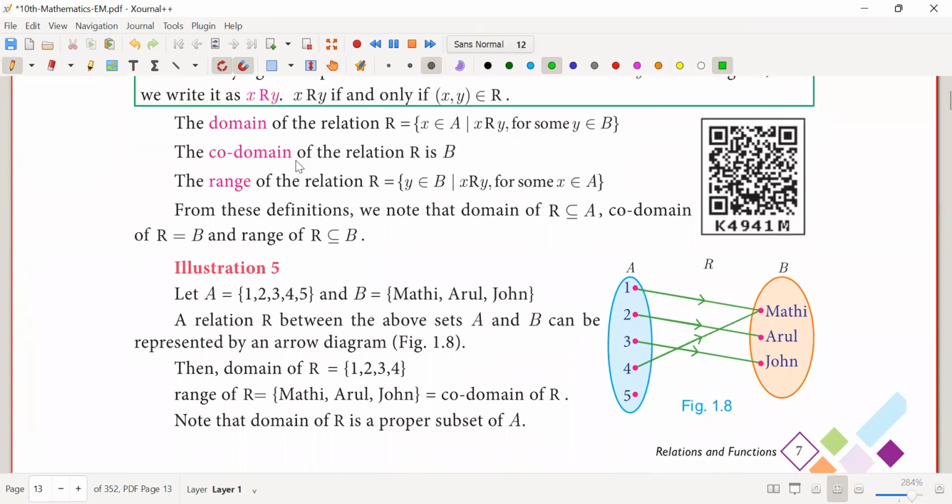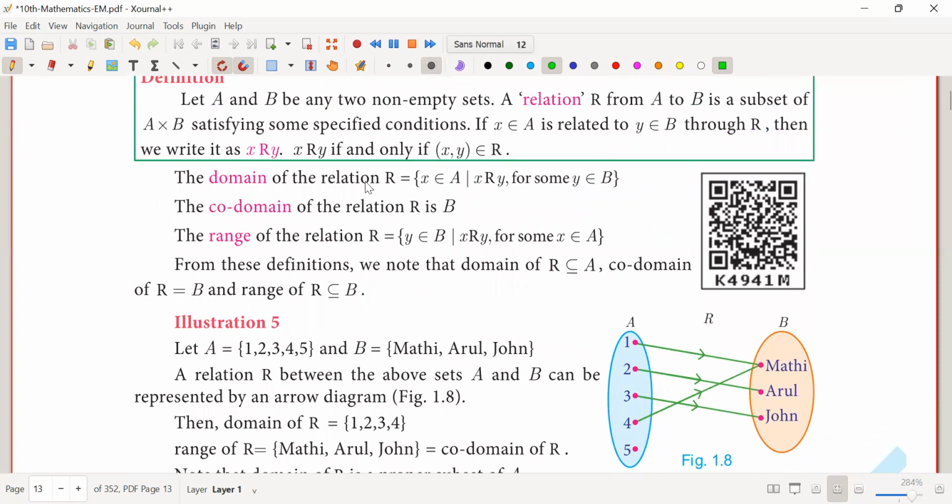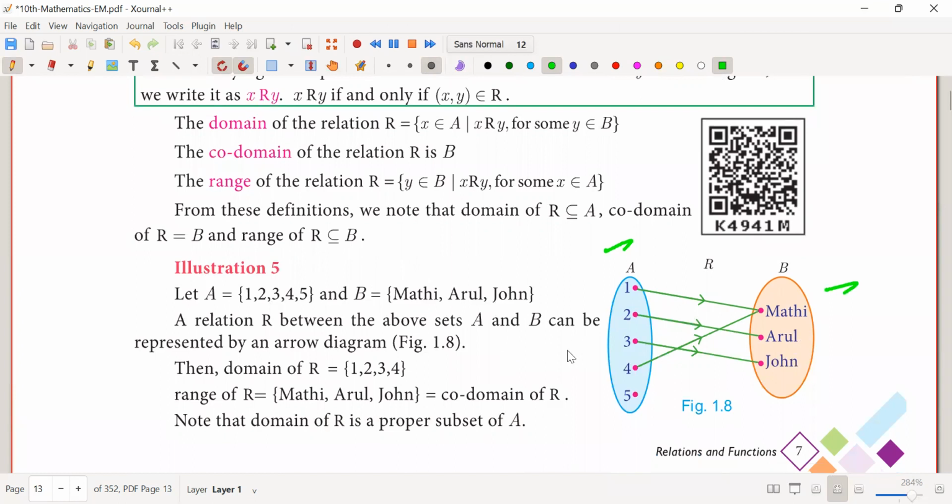So in this, we have the domain of the relation R, the codomain of the relation R, and the range of the relation. What is a domain? A is the domain, and the set to which it is related is known as the codomain. What is a domain? All the elements which are getting related from set A. Related from set A is the domain.